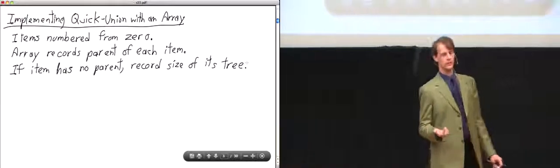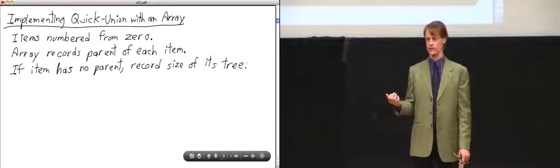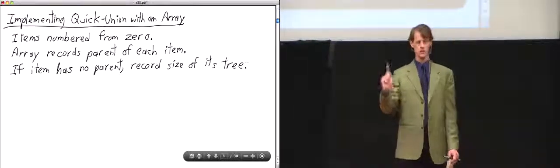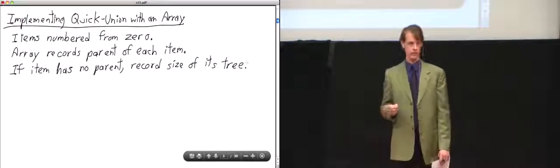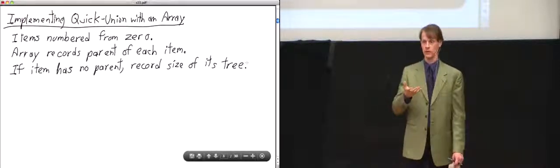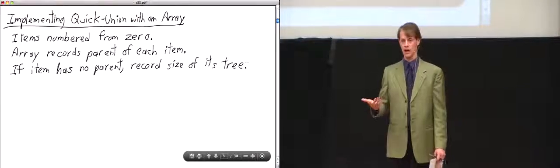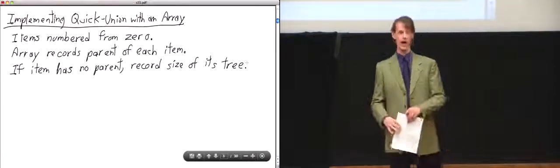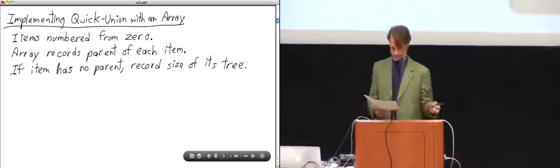Now this is a bit of a kludge. I'm using one array to store two different kinds of things that are totally unrelated. Some array entries are going to store the parent index. Some array entries are going to store the size of the tree. I need a way to tell them apart. I need a way to tell which nodes are roots and which ones are not. So to do that, whenever I store the size of a tree, I'm going to store it as a negative number.